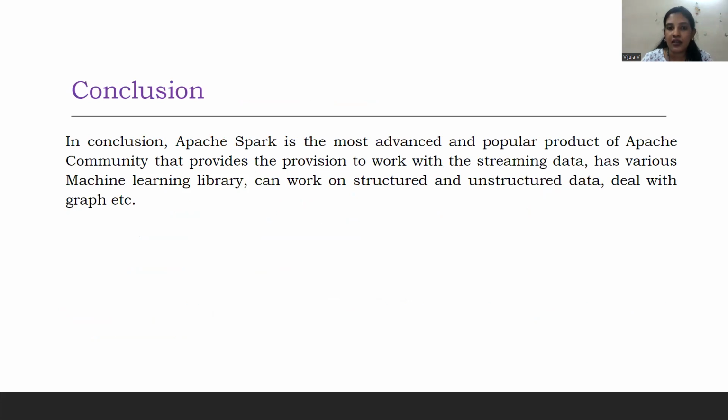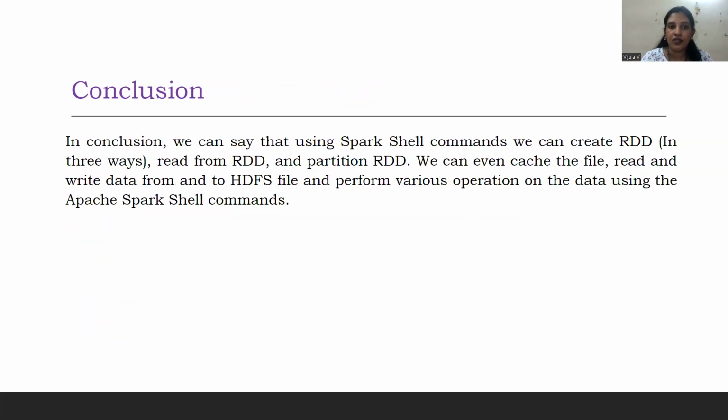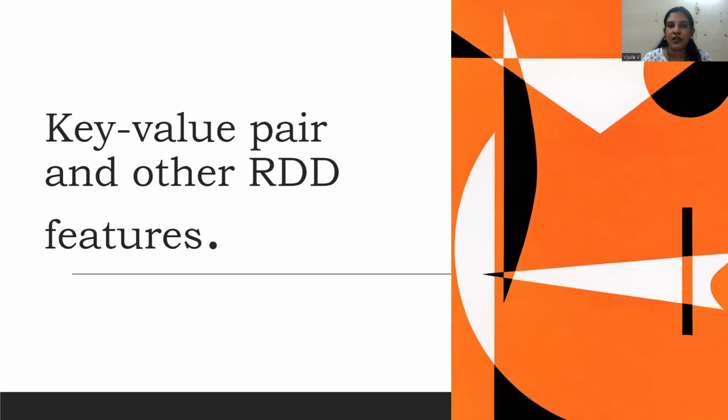And the conclusion here is that Apache Spark is the most advanced and popular product of the Apache community, which provides the provision to work with streaming data, has various machine learning libraries, and can also work on structured and unstructured data. It also deals with graphs, etc. So I hope you have understood what Spark shell is, what a key value pair is, and about its other RDD features.